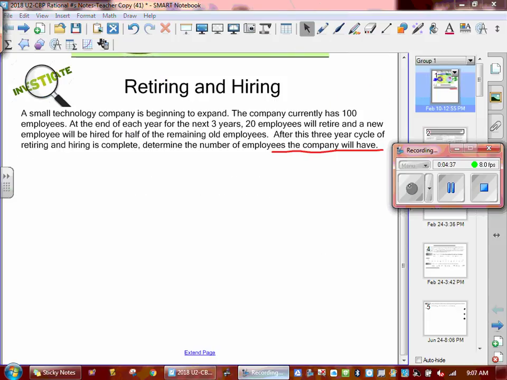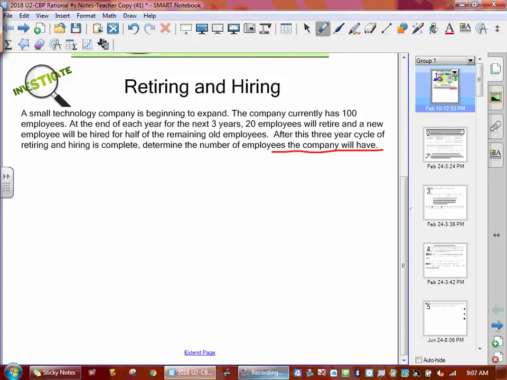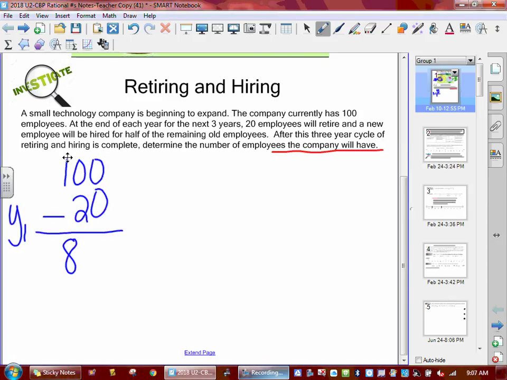So, the question tells us that we start with 100 and 20 will retire. So here's year 1, minus 20 people. If I minus my 20 that retire, I have 80 people. But then it says they're going to hire half that many that year. So they're not going to hire half of the amount that retired, they're hiring half the amount that are still working there. So they're going to add half of 80. Half of 80 is 40. So at the end of year one, you should have 120 employees.